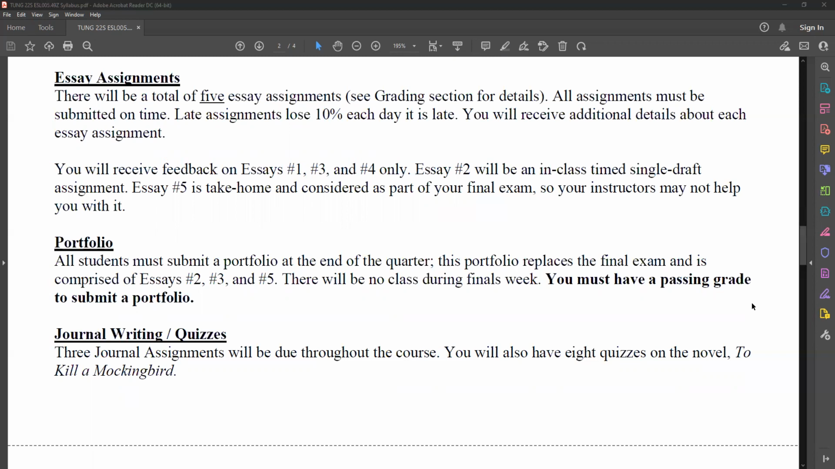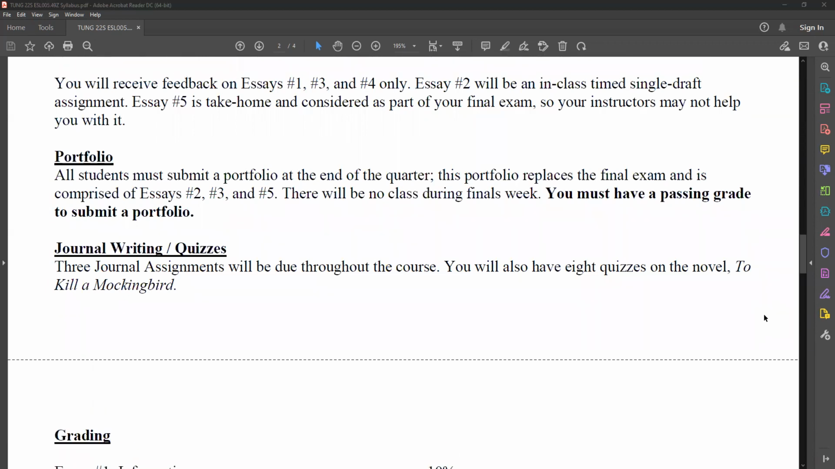Of course, you will receive feedback on essays 1, 3, and 4 only. That's because essay number 2 is an in-class timed single draft assignment, right? It's an in-class essay. So it's just a single draft. You just write it one time, you turn it in, that's it. Essay number 5 is take home. It's part of your portfolio, which is part of your final exam. Essay 5 is a reflective essay. So if you've taken 273, you're very familiar with that. And that means your instructors may not help you with essay number 5, right? It's basically your final exam.